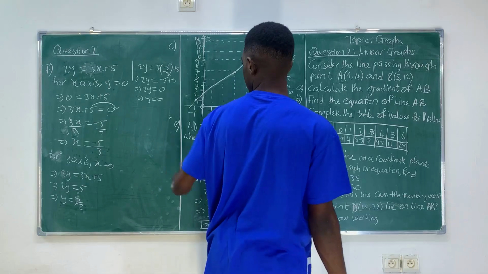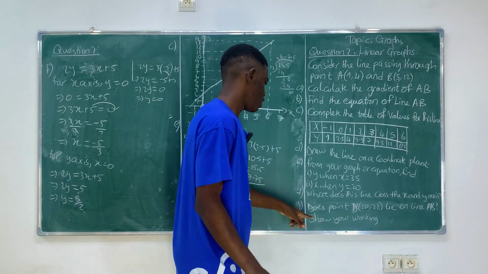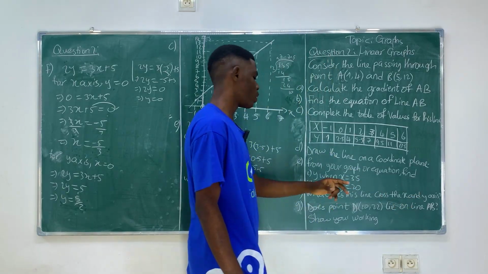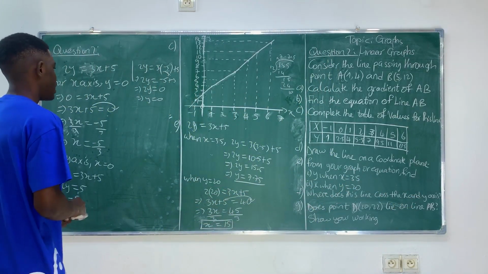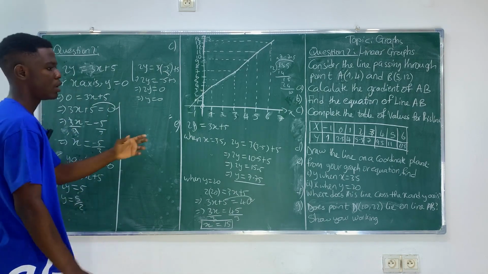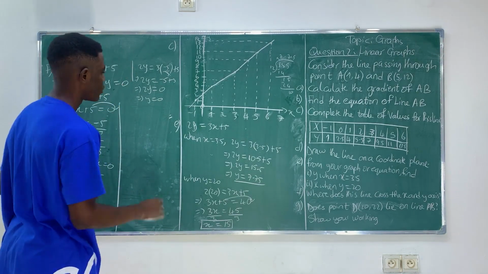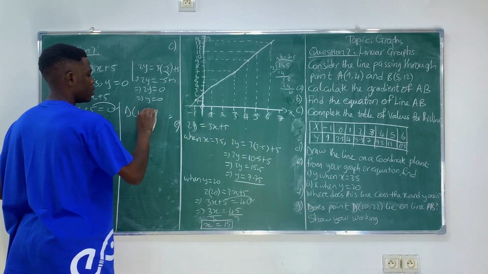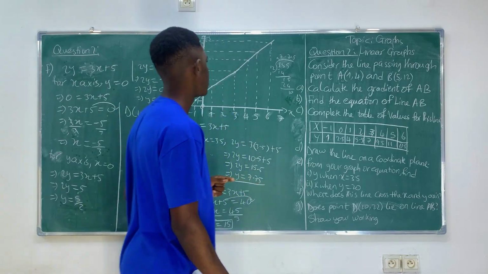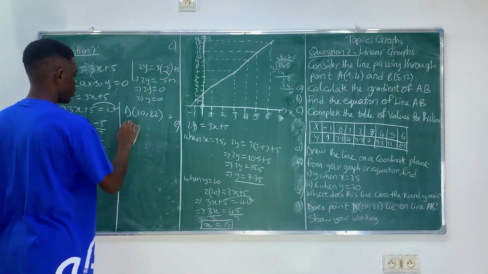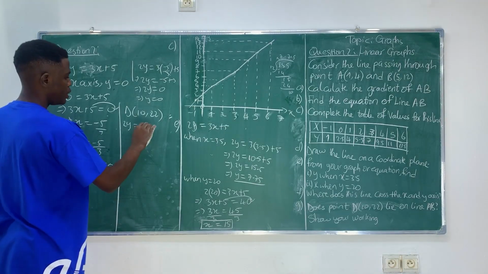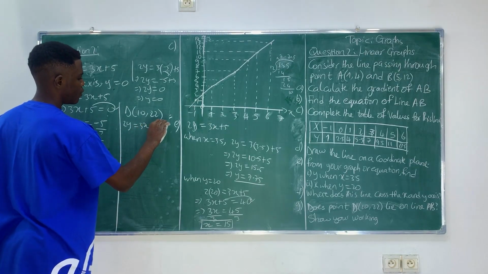So we are done with that. Okay, G. The point (10, 22) — does it lie on the line AB? What is the equation of that line AB? The equation of our line is 2y is equal to 3x plus 5.